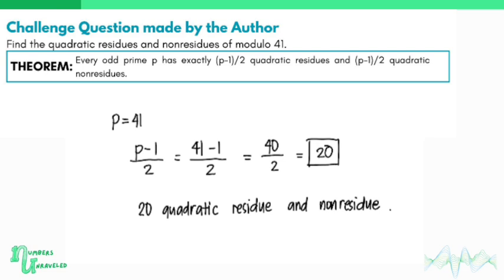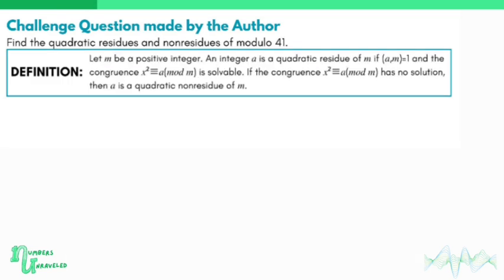However, how are we going to know the 20 quadratic residues and non-residues? Let me refresh your memory about the definition of quadratic residue, which states: let m be a positive integer. An integer a is a quadratic residue of m if gcd(a, m) = 1 and the congruence x² ≡ a (mod m) is solvable. If the congruence x² ≡ a (mod m) has no solution, then a is a quadratic non-residue of m.